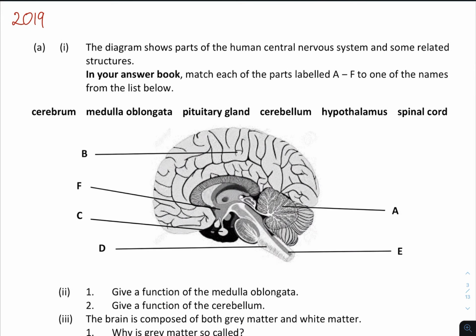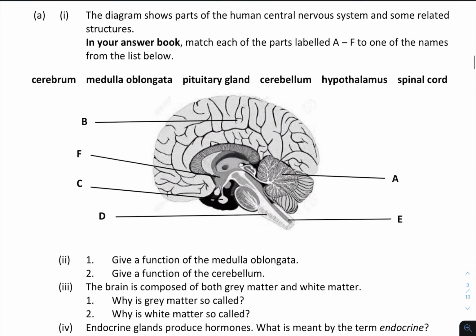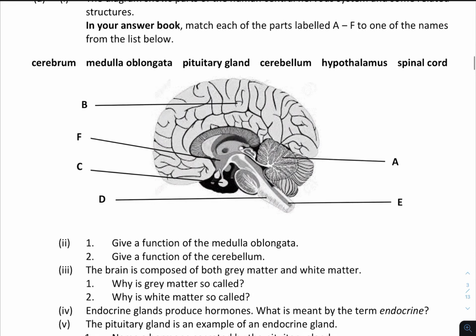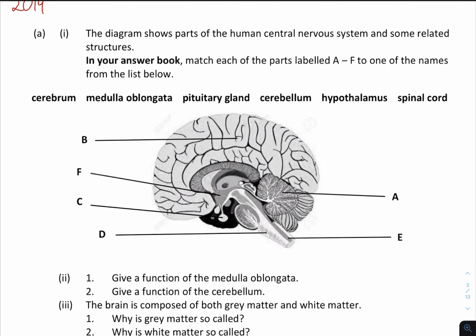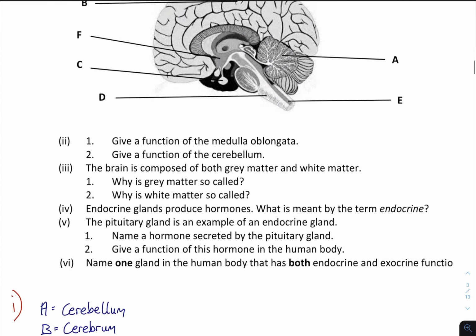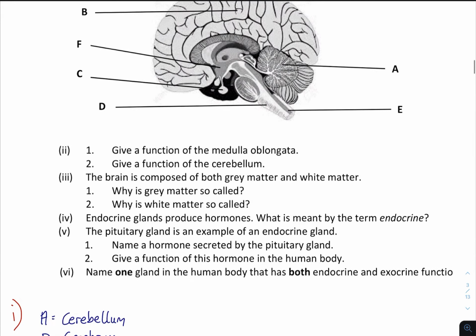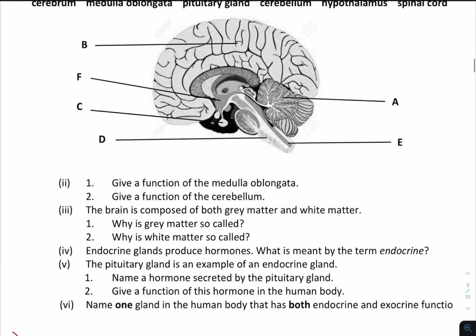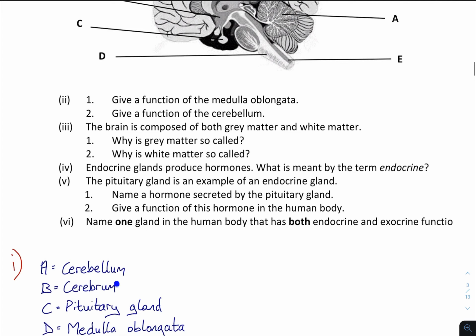2019 is about the brain, and you can see you're given a diagram here of the brain, a list of labels there, and you have to label A to F, and you're probably going to be asked to state the functions of them. So without further ado, we'll get started. So A over here is your cerebellum, which is this part here. So A is your cerebellum. B over here is the biggest part of it, so that's your cerebrum.